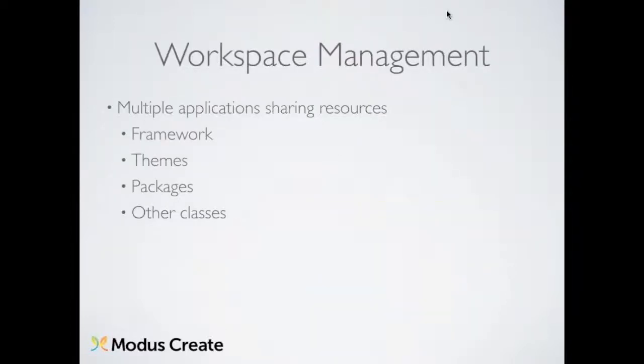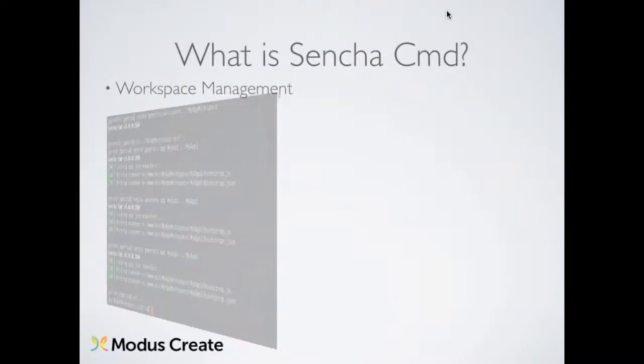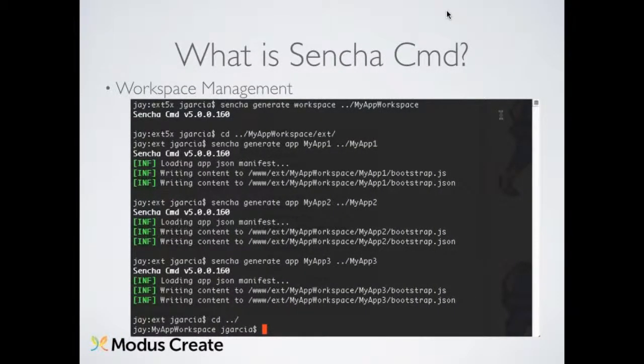So in addition to code generators, you have the ability to manage what's known as a workspace. This is a place in your file system where you can manage multiple applications, and those multiple applications have the ability to share resources very easily, including frameworks, themes, packages, and other general classes that you would create to share across multiple applications. So in order to generate a workspace, you initially will execute sencha generate workspace from within your ext5x directory, and you give it a path to place all the files.